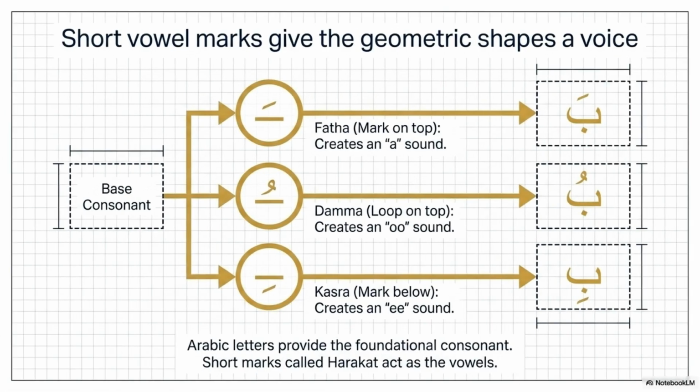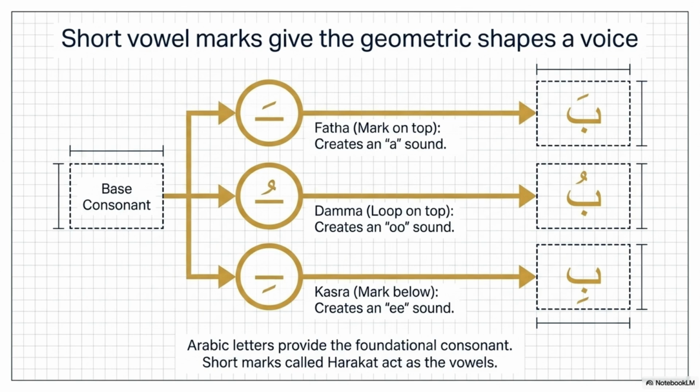Short vowel marks, called Harakat, give the geometric shapes a voice. They act as the vowels, while the letters provide the foundational consonant. Fatha creates an A sound, like in the English word cat. Dammah, an U sound, like in the English word put. And Kasra, an I sound, like in the English word sit.